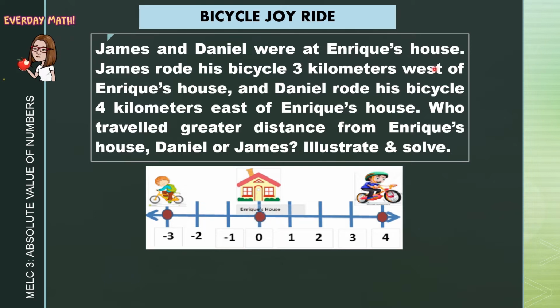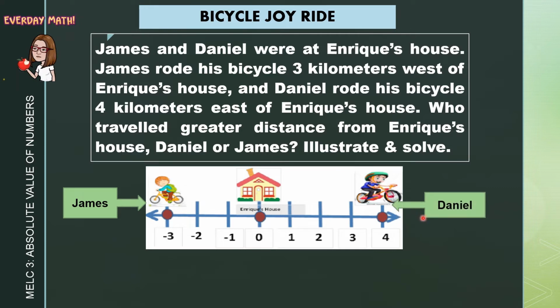So the one who traveled 3 kilometers west of Enrique's house. West means it goes on the left side. So 3 kilometers, on the number line, the coordinate is -3. The one who traveled 3 kilometers west should be located on the number line with -3 as its coordinate. So this is James. Okay, and of course the one who traveled 4 kilometers is Daniel. So with the +4 on the number line, on the right side of the number line.